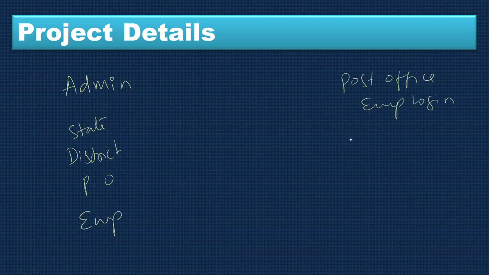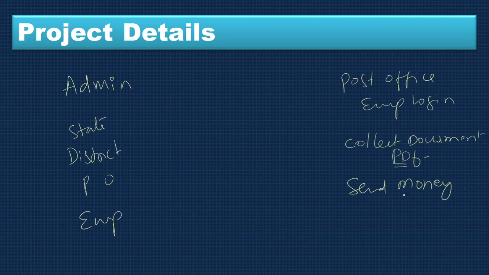Here they can collect the document. The document will be collected in a PDF format, so that the same can be sent to the destination post office. There it will be printed and then delivered to the corresponding applicant. And the same way you can send money. The money will be collected from the customer and sent online to the next post office, to which post office they need to send, and there it will be disbursed.